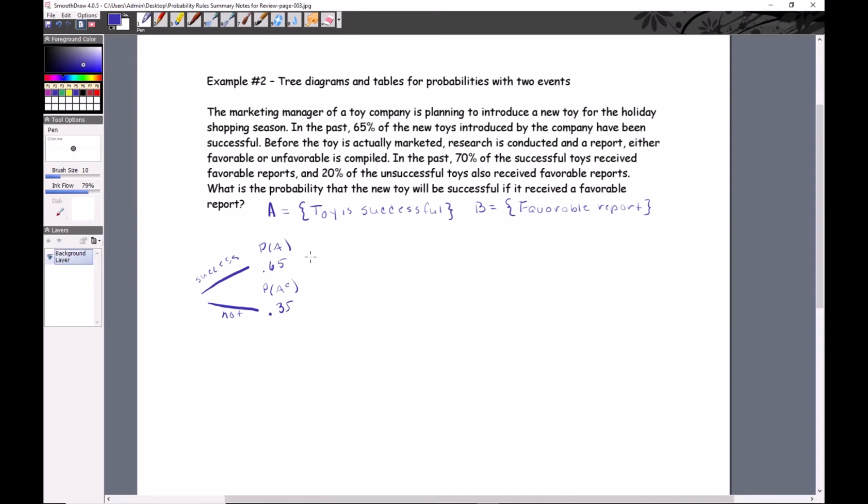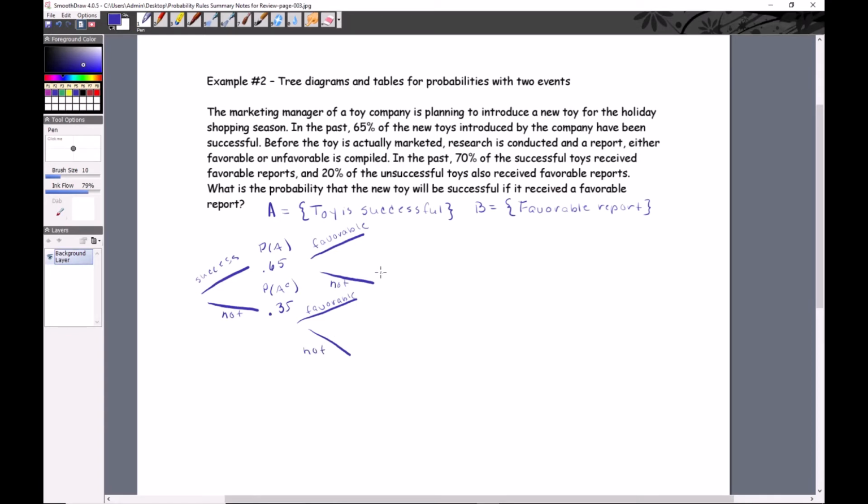All right, so let's further split this off like so. This will be a favorable report, and this will be not. And we can split this off the same way, favorable or not.